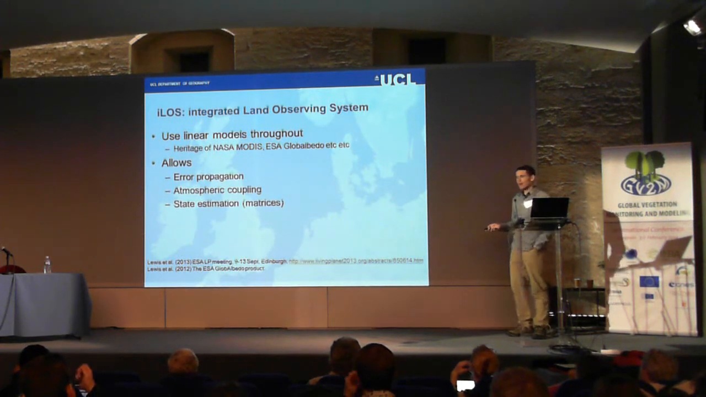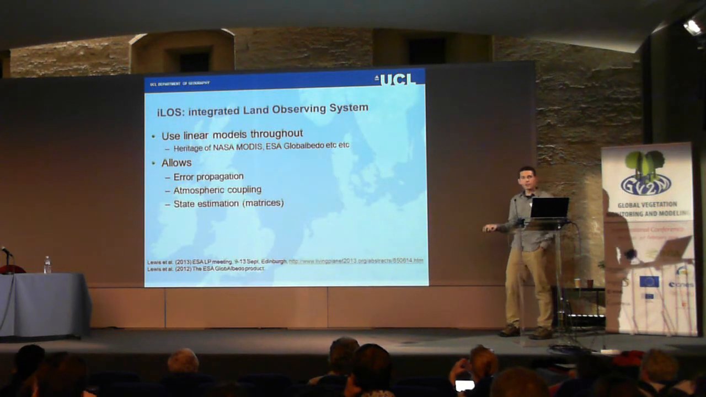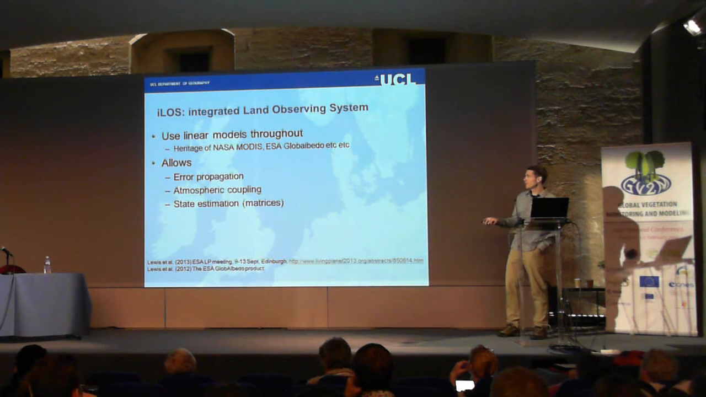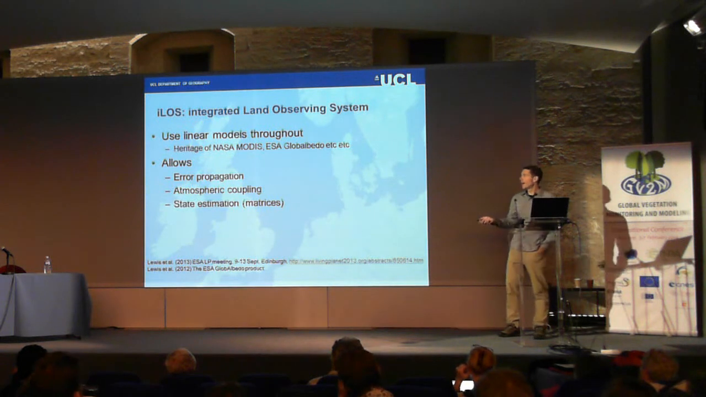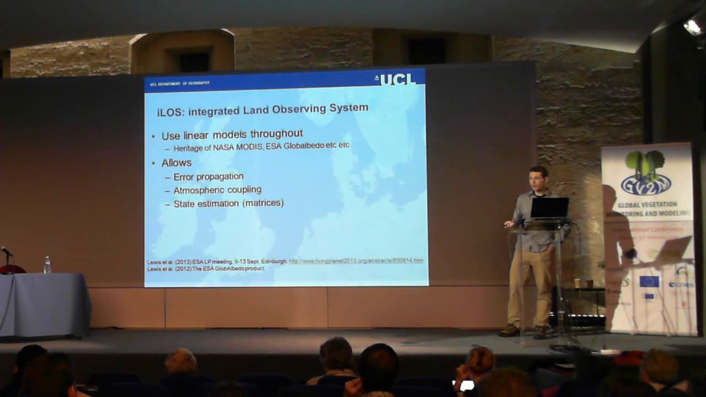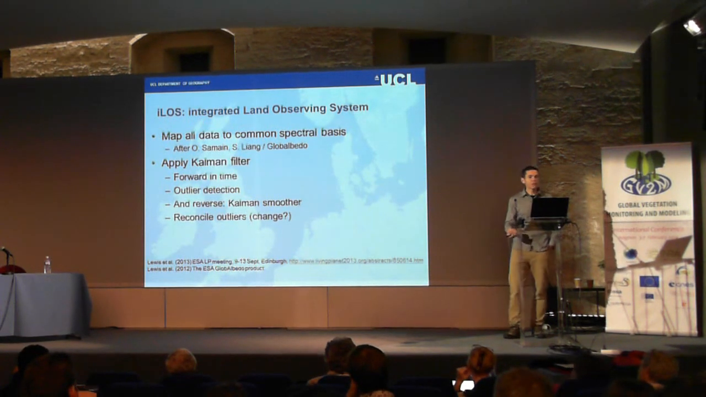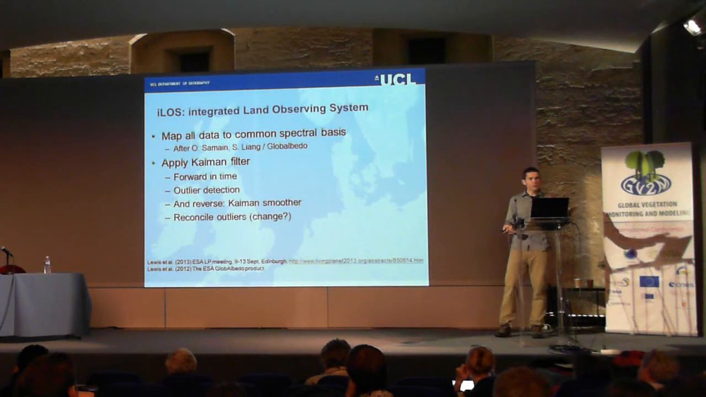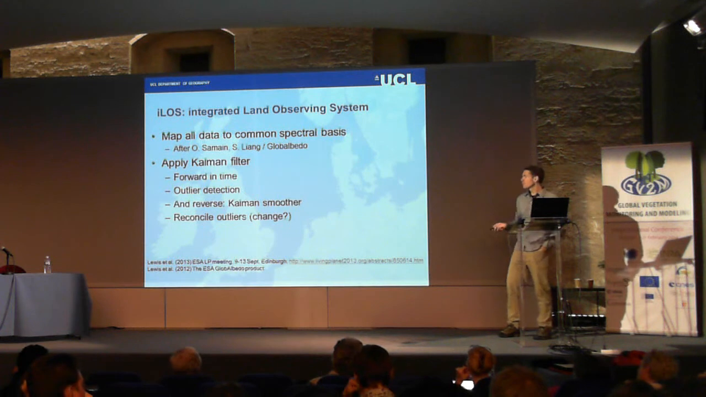So Lewis's typical approach to this, given his background and interest, is using linear models throughout. There's a heritage of this, and of course it keeps things simple and makes life easy. One of the things it allows you to do is error propagation properly, which again we would argue is a key part of this. It also makes it easy to couple to the atmosphere, and there's a whole bunch of other very useful aspects of a linear modelling approach that fall out of this. So we map all the data to a common spectral basis, we apply a Kalman filter forward in time to help remove outliers, and then backwards in time. So you end up essentially with a Kalman smoother process for this.